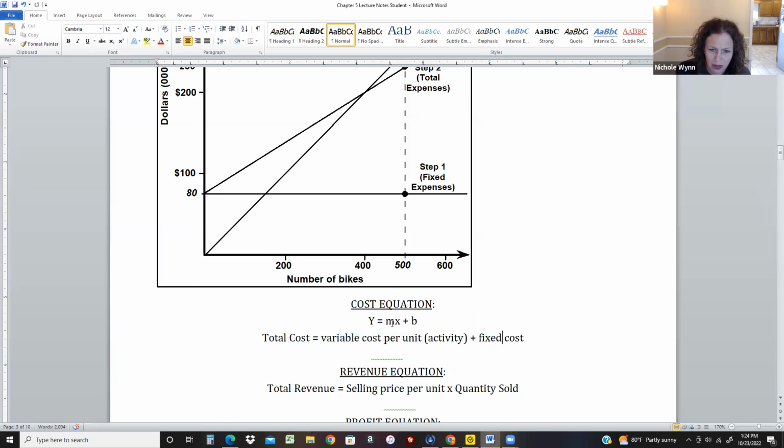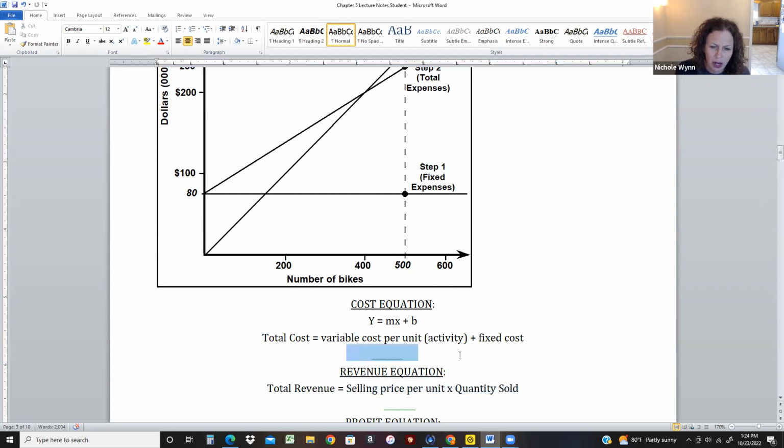So my total cost, if I sell one bike, would be $300 a bike times 1, which would be 300, plus 80,000. So my total cost would be 80,300, and I would only bring in $500. So then I would have a loss of 79,800. My revenue line is based on a selling price per unit of 500 and then the number of bikes I sell. So if I sell 2 bikes, I would say 500 times 2, 1,000.